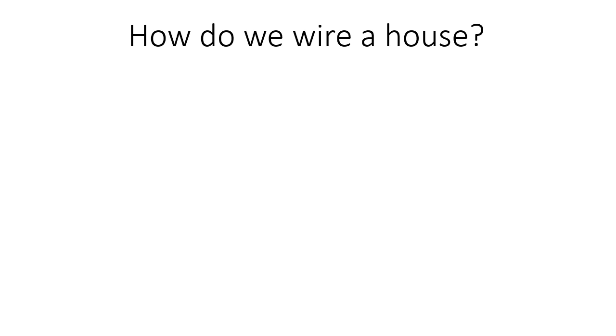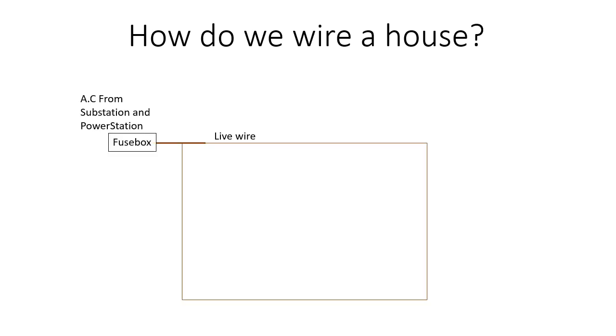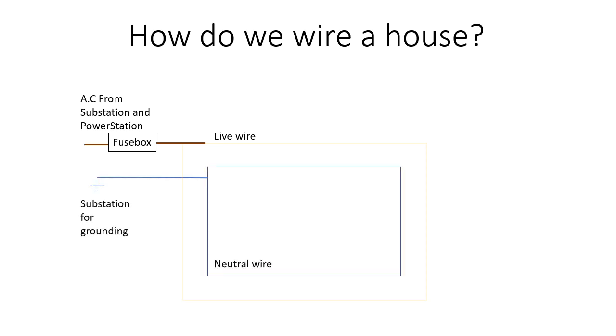Let's have a look at how we wire a house. A live wire, the brown wire, is carrying 230 volts and an alternating current in from the power station. We place a fuse box on the live wire so that if too high a current enters the property, the fuse can blow and it will cut the electricity entering the property off. We also require a wire to take current away from the property, so this will be the neutral wire. This is grounded at the substation.